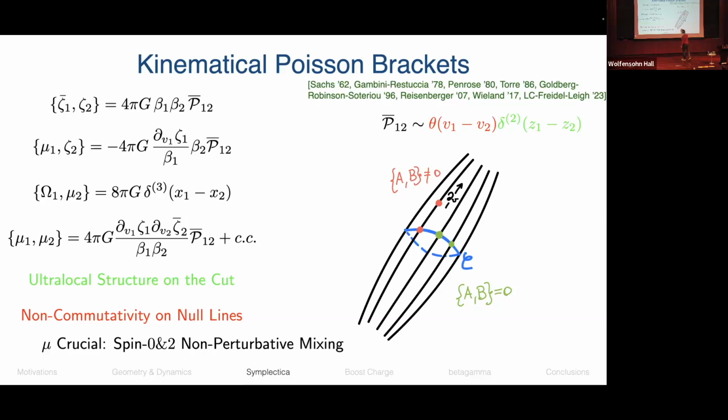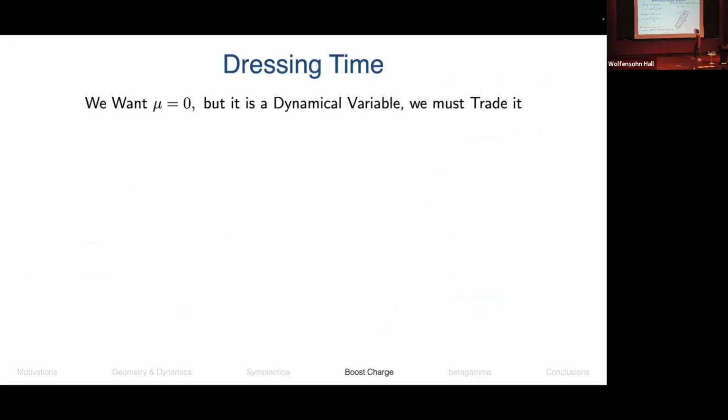All right, so now let me switch gears and talk a bit about the boost charge. And for doing this, we want to introduce the notion of dressing time. And the dressing time is achieved by setting the surface tension to 0. But as we just saw, the surface tension is actually something that appears and propagates throughout the dynamical equations. So we cannot just set it to 0. It would be an assumption on our phase space and on our theory. So actually what we need to do is to trade it with another dynamical variable.